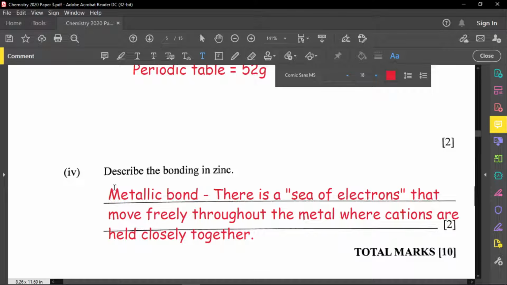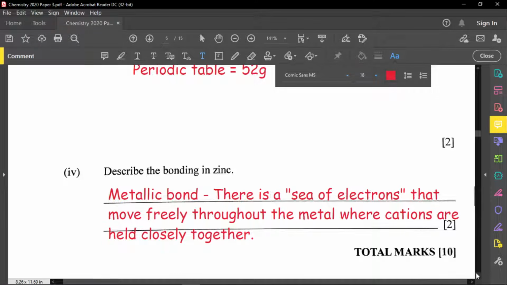So this is a metallic bond. In a metallic bond, you have a sea of free electrons just moving about, and you have positive ions, which are called cations, that are close together. For example, pure copper and gold have metallic bonds.